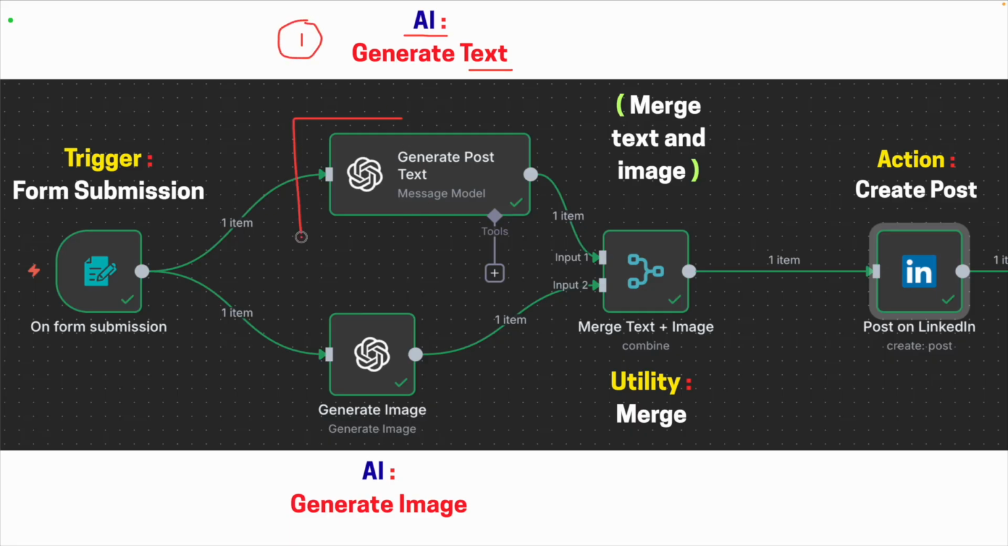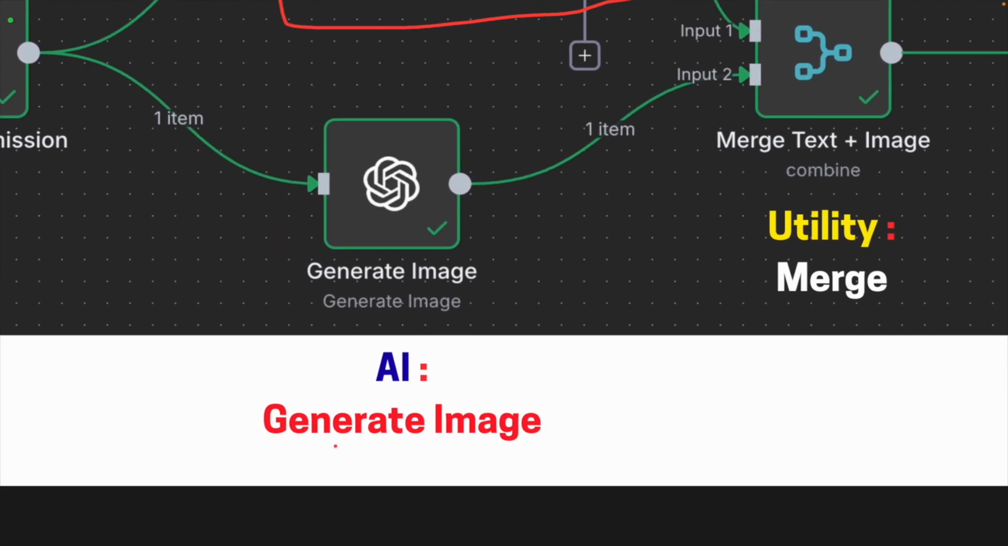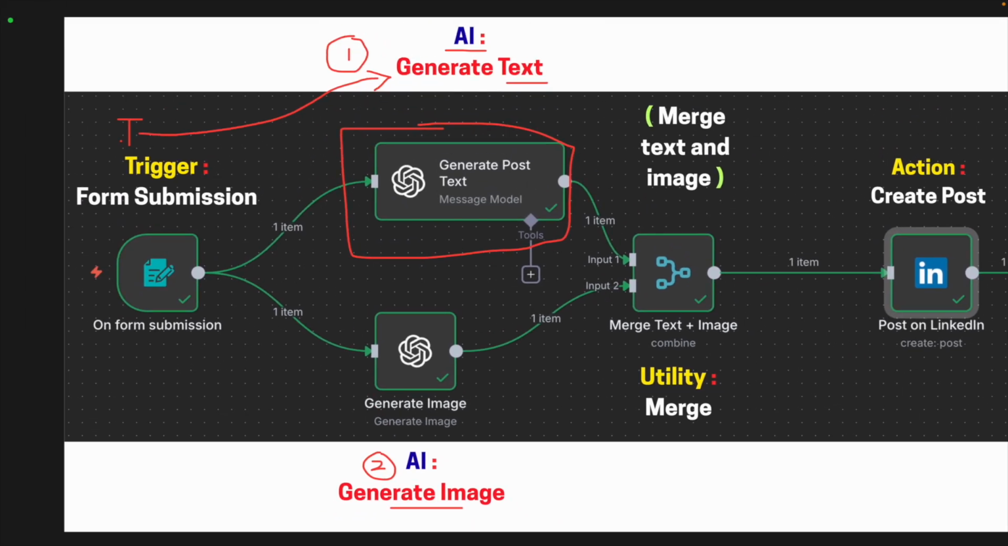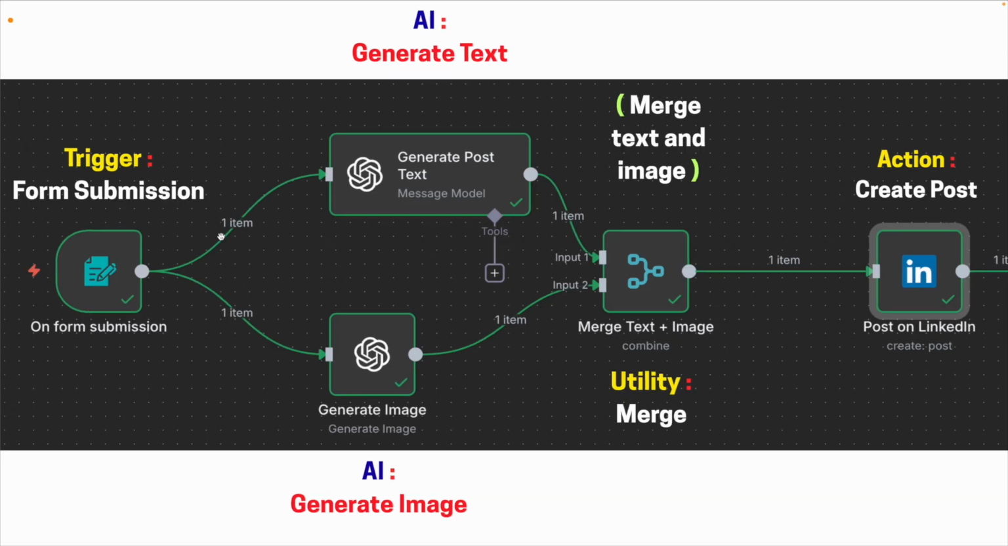So this particular first AI will help us to generate the text. Now if you are going to notice, in this form submission we ask the user about the topic. So using this topic, we want AI to generate text for this topic, and after this we also want AI to generate an image on the basis of the same topic. So whatever topic the user has put, on that basis we want AI to also generate the image. So that is what we are going to do.